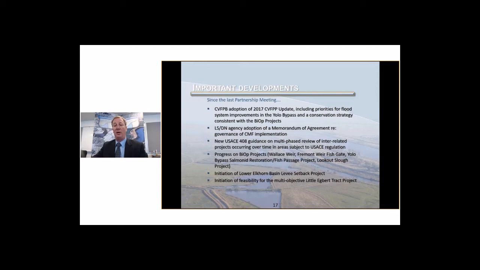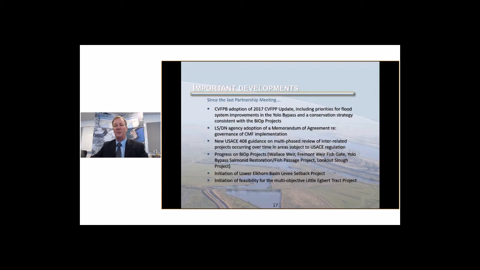There have been ongoing BIOPS projects at Wallace Weir, progressing fish gates at Fremont, and continuing to look at restoration projects at Lookout Slough. Another effort of the Department of Water Resources is initiating the current EIR and project implementation of the Lower Elkhorn Basin levee setback projects, both at the Sacramento and Yolo Bypass. And then last year there has been a multi-agency effort, assisted by safety and the regional agencies with the Department of Water Resources, to look at a multi-objective project at Little Egbert at the southern end of the bypass.